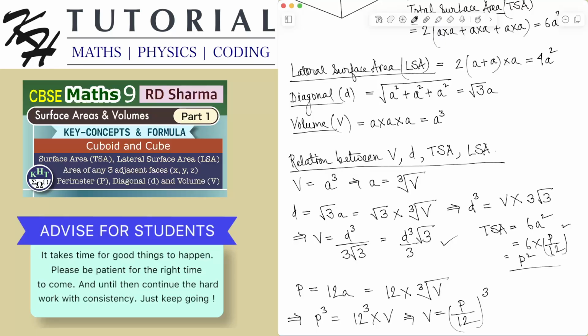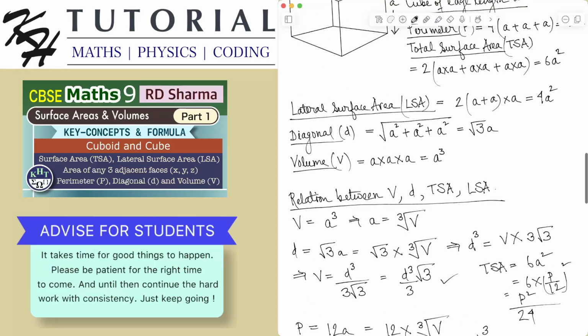Please don't try to remember all these formulas. I am just explaining how you can create a relation between V, D, TSA and LSA. All will be based on A. You have to know V, D, TSA and LSA in terms of A, then you can easily make a relation between them. So this will be P square by 24, if I am not wrong. Yes, 24. So this way you can create a relation between the volume, diagonal, total surface area and lateral surface area for a cube.